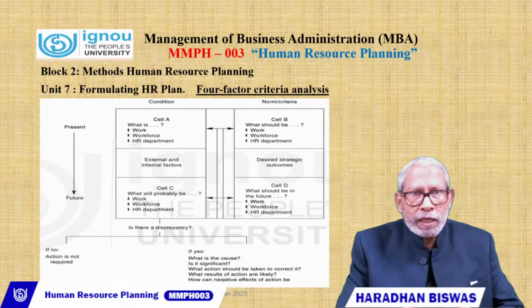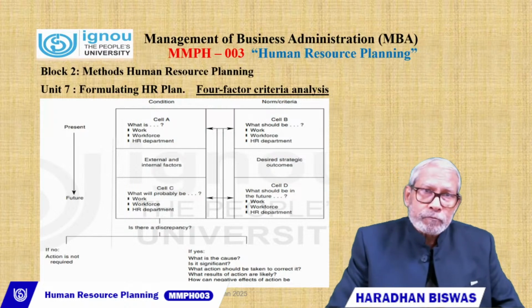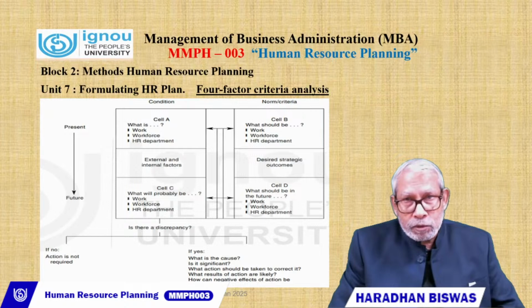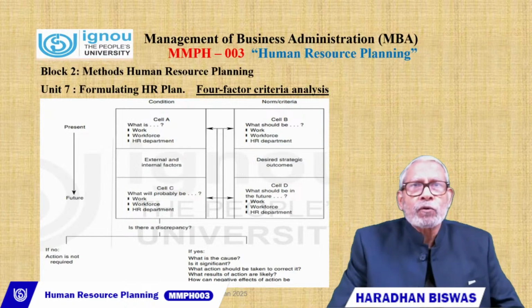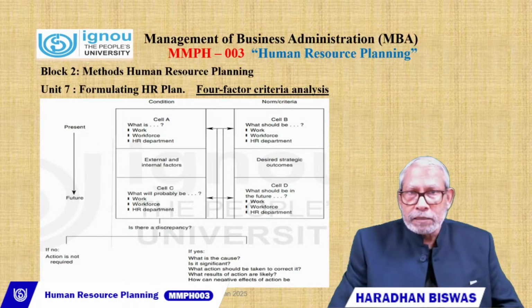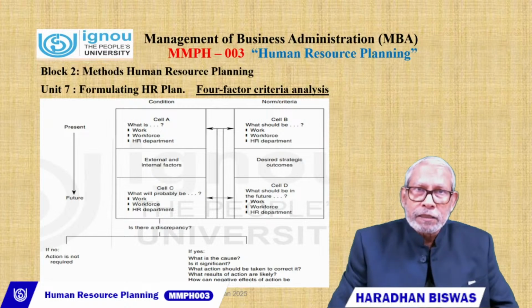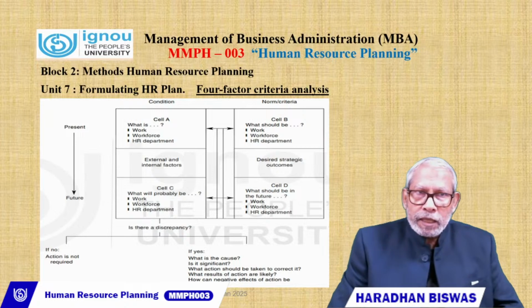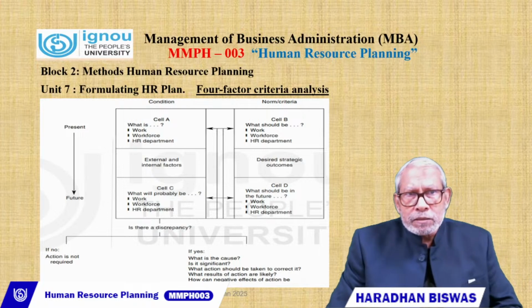Now coming to some of the conditions. Again, during these things, there are some conditions, the norms, and there are four quadrants. We can say cell number A, then cell number B, then C and D. There are different quadrants. Cell number A, the first quadrant, is about what you have to keep in mind, their workforce, the HR department.